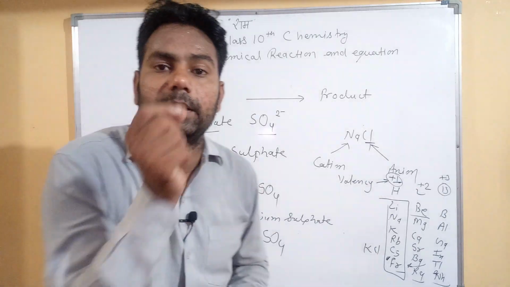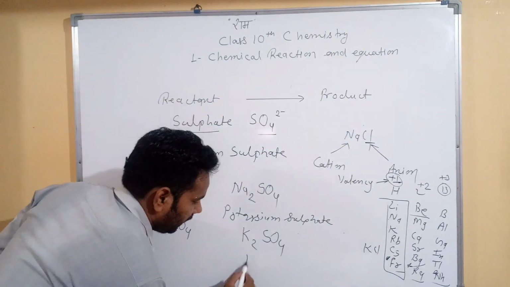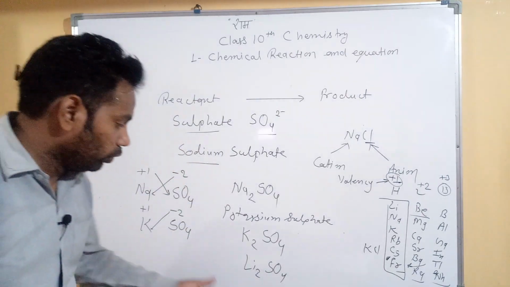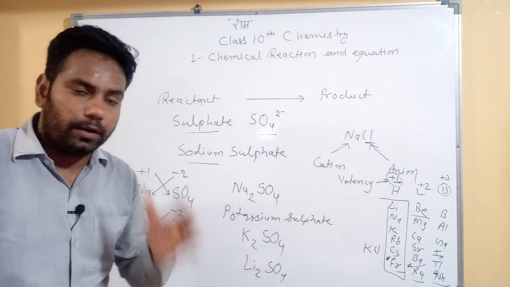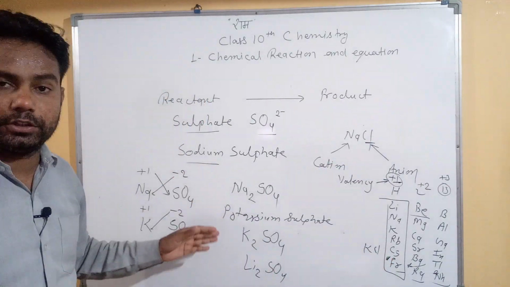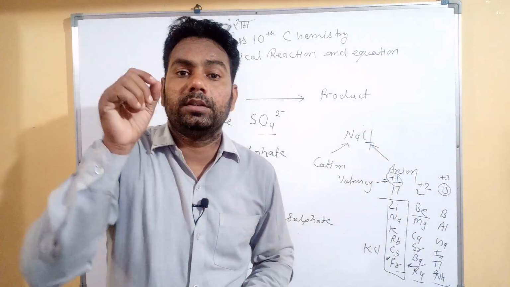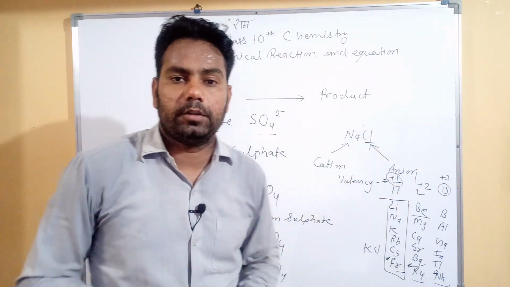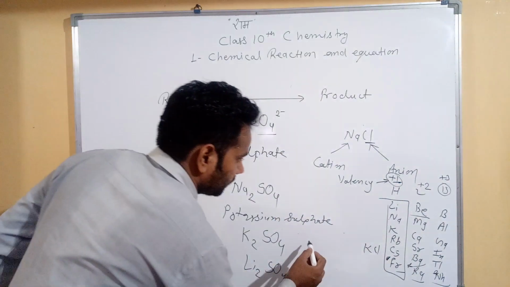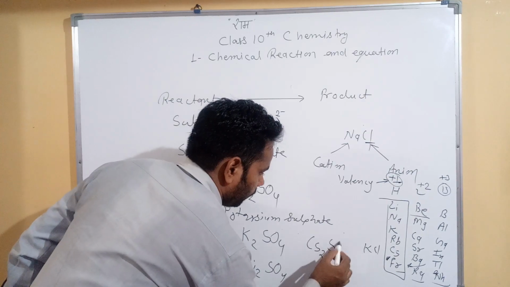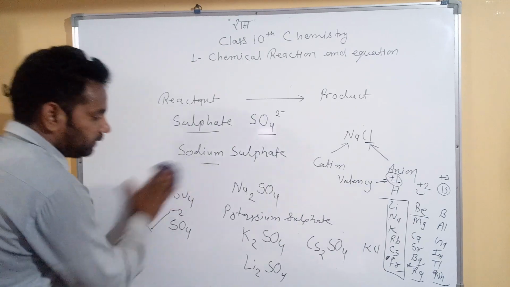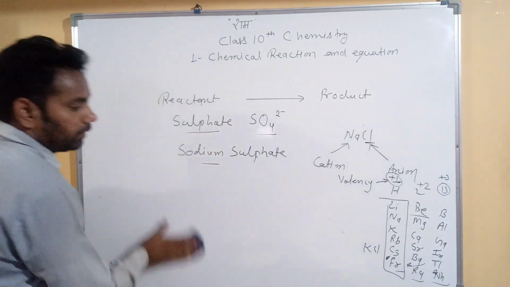If I want lithium sulfate, I directly put Li2SO4, because lithium belongs to the same group as sodium and potassium. If I say write the formula of cesium sulfate, you know that cesium again belongs to the first group, so we write here Cs2SO4. Okay, done.